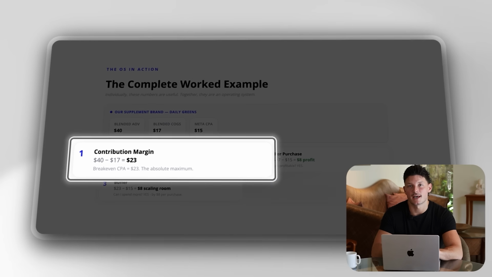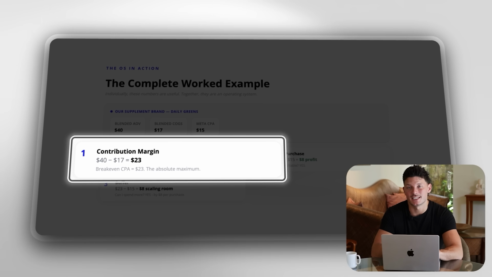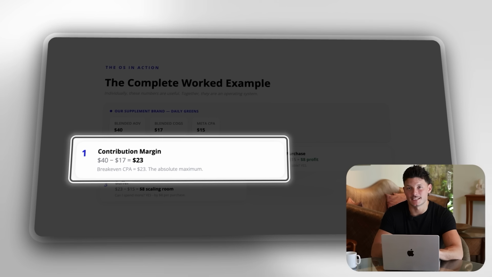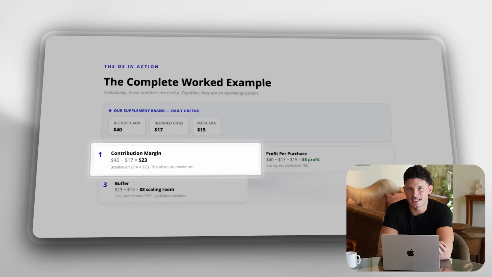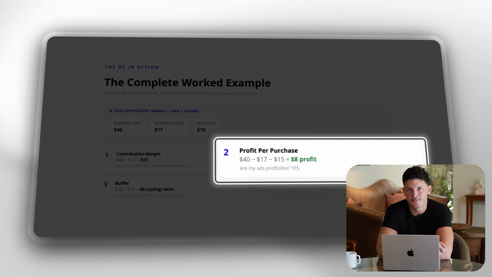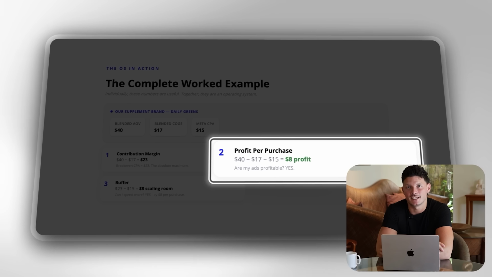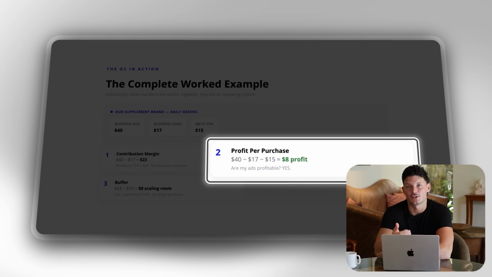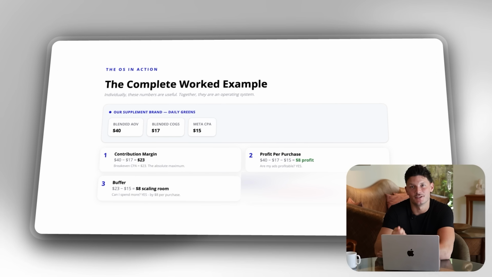So first we want to work out contribution margin. So $40 minus $17 equals $23. That means our break-even CPA is $23. This is the absolute maximum we can spend and not lose money. Okay, next is profit per purchase or PPP. So we have $40 minus $17 minus $15 equals $8. So now we can answer that first question. Are our ads profitable? Yes, by $8 per purchase.